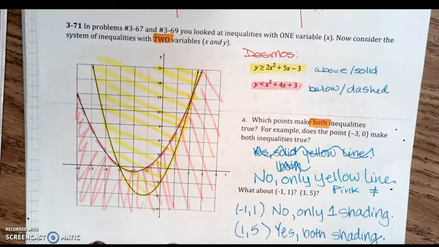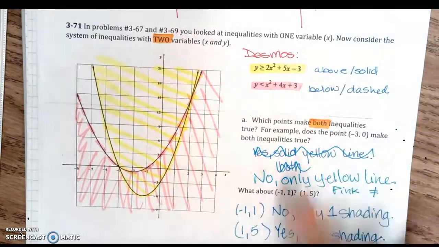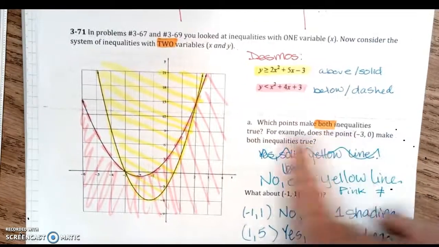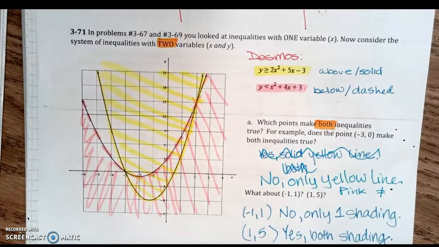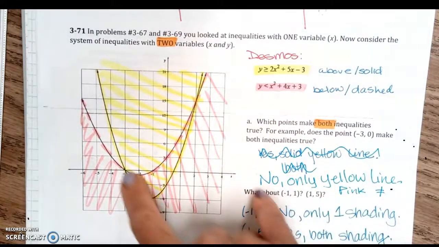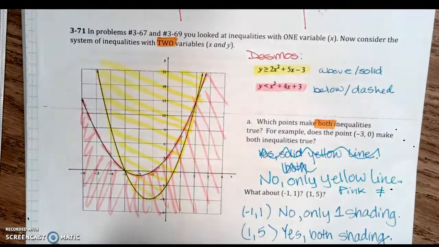First I thought it looked like a crooked smile, but then I'm like, no, it looks a little more like a Nike swoosh. Okay. So for part A, it says, which points make both inequalities true? In order to make both inequalities true, it would need to be a point that lies in the region, that's the Nike swoosh, that has both shadings. If it only has one shading, it's no good. Okay?